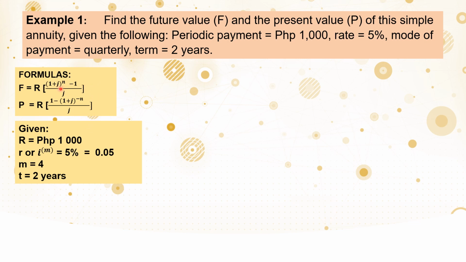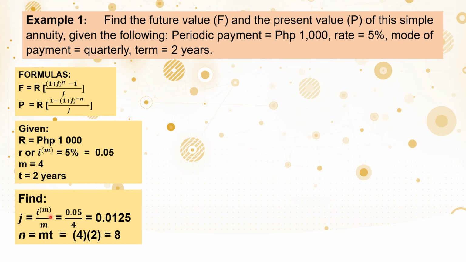In the formula, we have j and n. So we need to find first the value of our j and n. To find the value of j, just divide the rate over the conversion period, which is m. So our rate is 0.05 divided by our m, which is 4. Dividing this, we will get 0.0125. And for the value of n, just multiply m and t. So our m is 4 times our t is 2. So 4 times 2 is equal to 8.